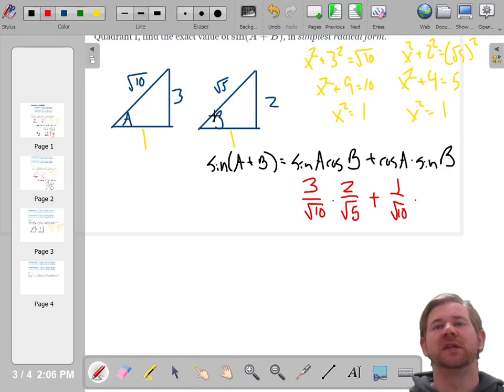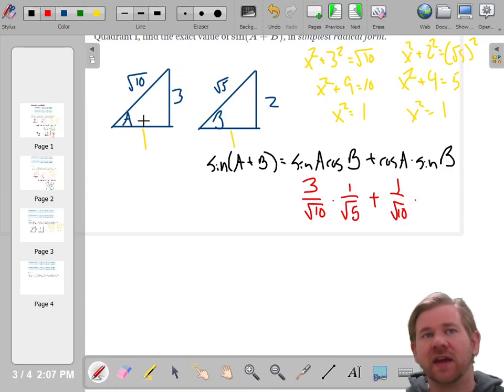The cosine of A is 1 over radical 10. And the cosine of B is 1 over radical 5. I got to be careful with sine and cosine. Cosine is adjacent over hypotenuse. So this cosine of A is 1 over radical 10.